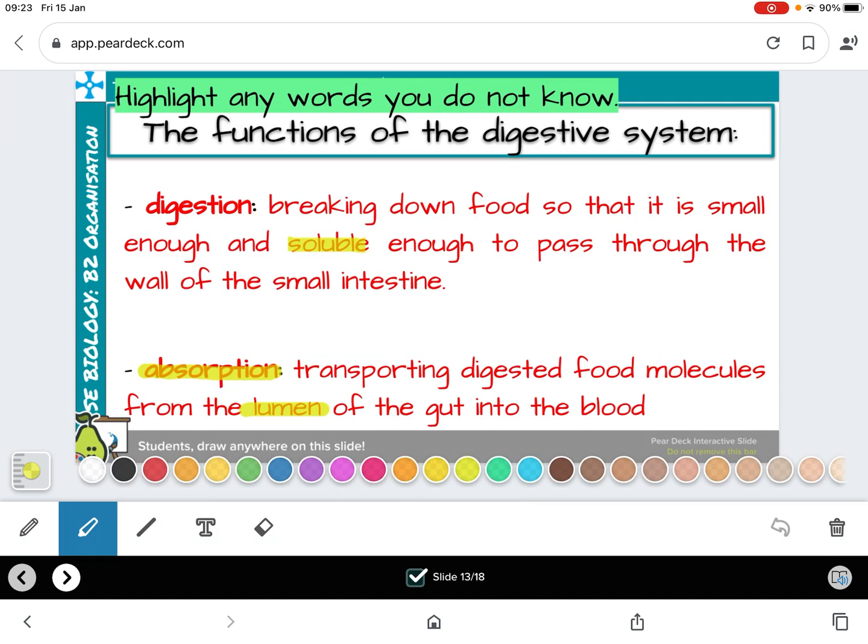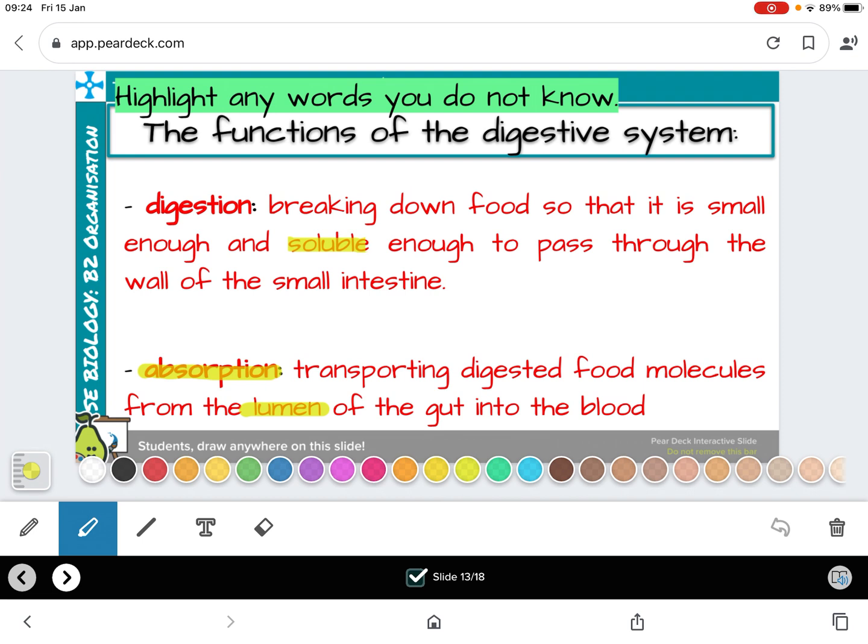The functions of the digestive system. So two main functions, two main jobs. The whole point of digestion is to break down the food so that it's small enough and soluble. Soluble means it will dissolve. So we want it to be small enough to dissolve into our bloodstream, pass through the walls, and then once it's in our blood, it can move around the body and be used for other things. And the other function is absorption. So the whole point of the system is to be able to get those nutrients from the food into our blood. And so it's got special designs for that.